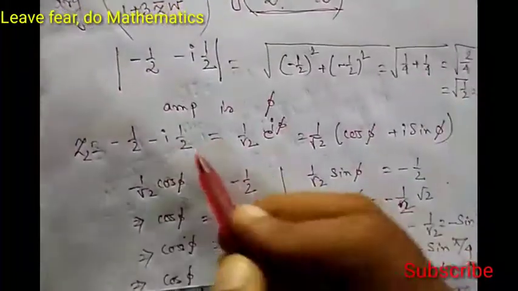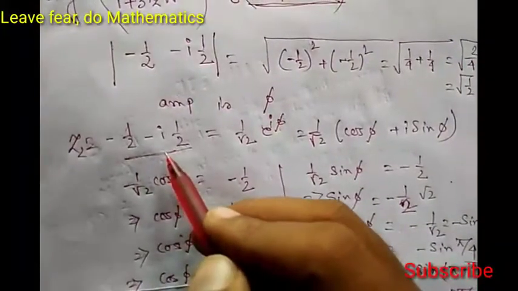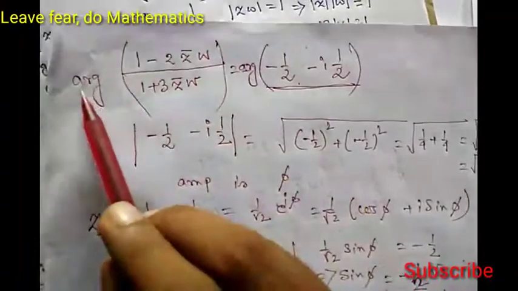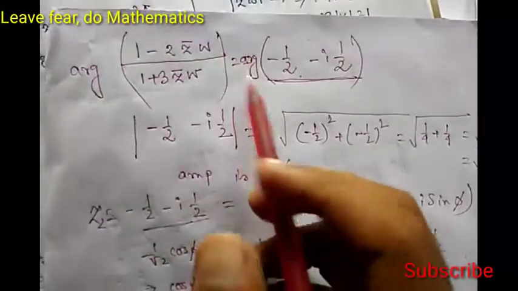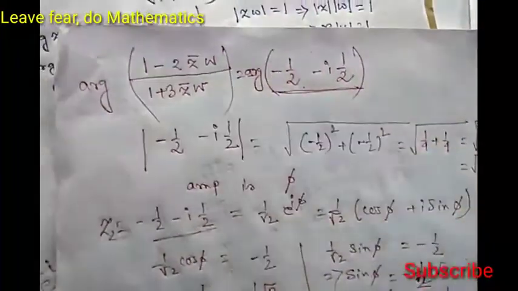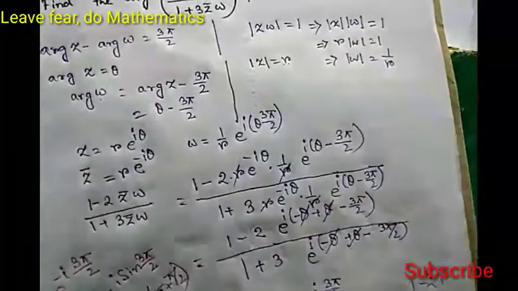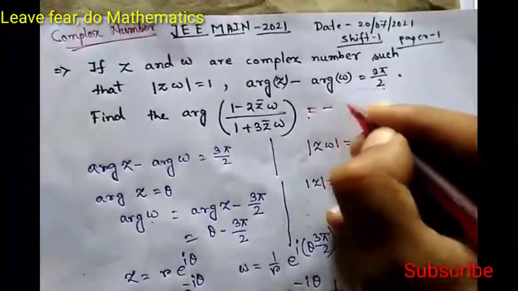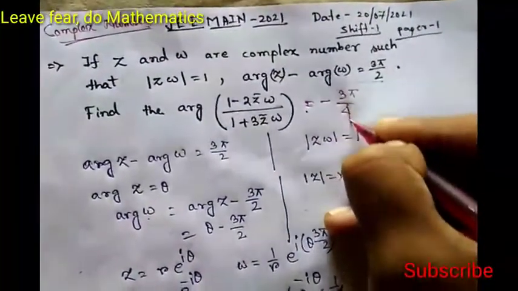So the amplitude of the complex number Z2 is minus 3 pi by 4. Look, this theta, minus 3 pi by 4, lies between minus pi and pi, so this is the amplitude. What is Z2? Z2 is the simplified form of the original complex number. So the argument of this complex number is minus 3 pi by 4. This was what we needed to find: the argument of this is minus 3 pi by 4.